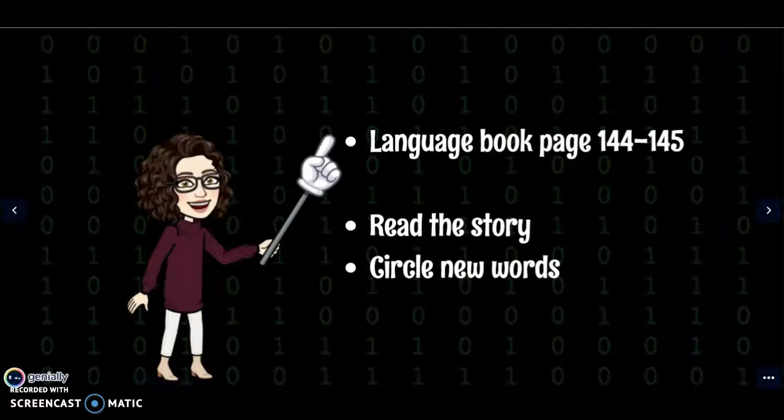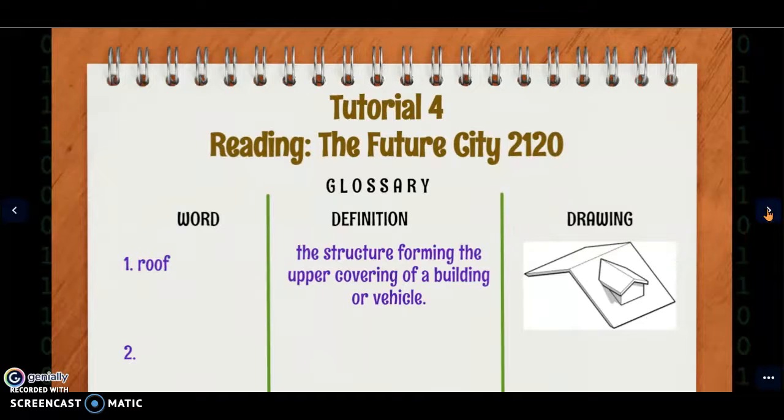Now what you have to do is go to your notebook and we're going to create a glossary. So you write the title, Tutorial 4, Reading the Future City Glossary, and you're going to copy this chart. Word, definition, and drawing. The first word I chose was roof. So I copy the word roof, the definition I found in the dictionary, and then I have to make a small drawing of a roof. Okay, and you have to do this with all the new words that you find in the reading.